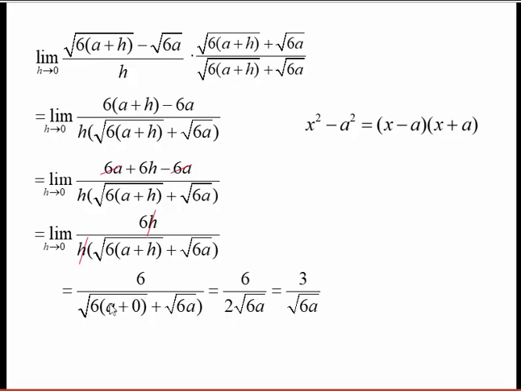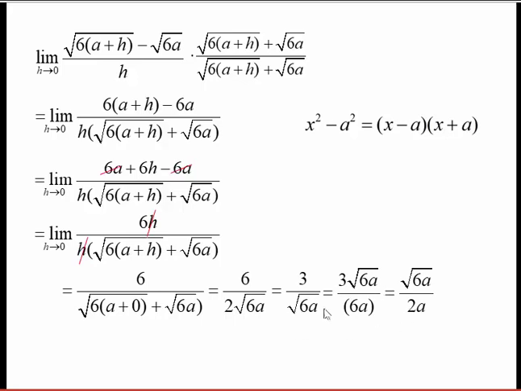So this is basically square root of 6a plus square root of 6a, that will make it 2 square root of 6a. So we can say that our answer is here. We can leave it there, but if you want to rationalize your denominator, then you can multiply numerator and denominator by radical 6a and then see what happens.